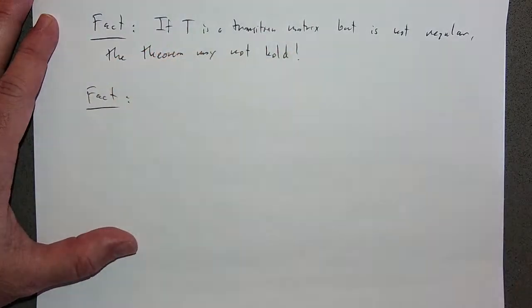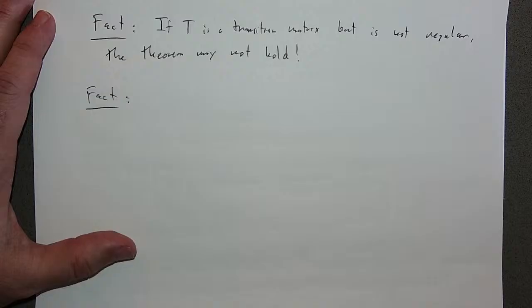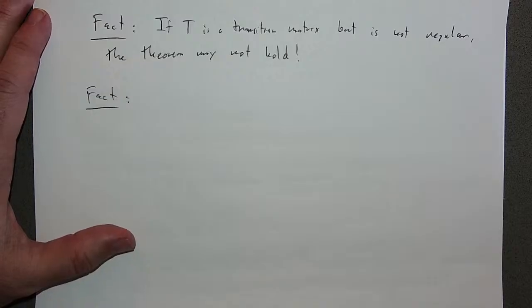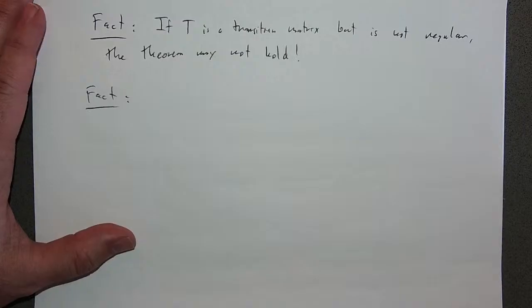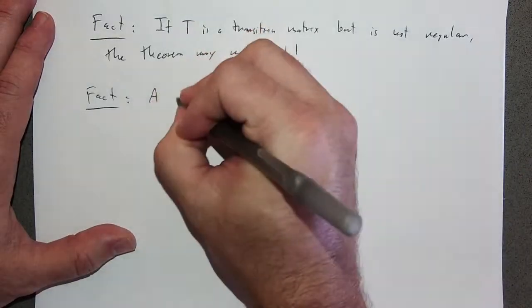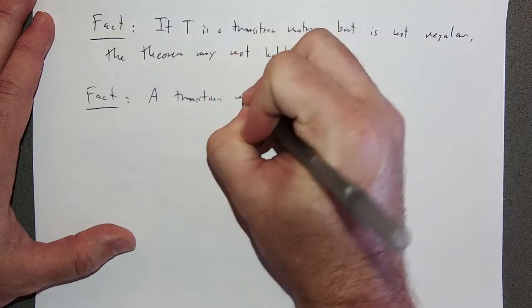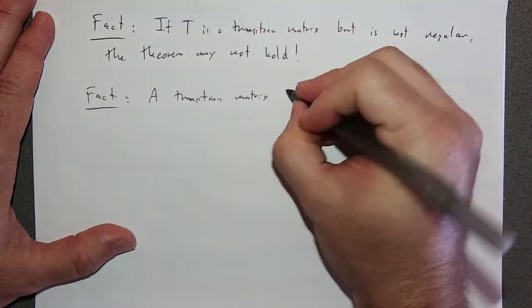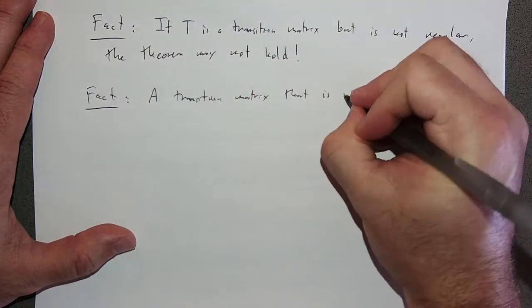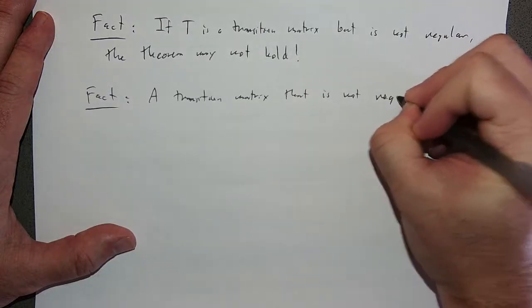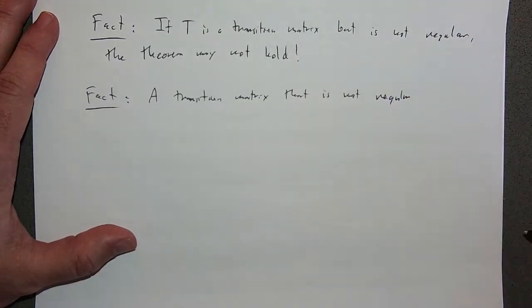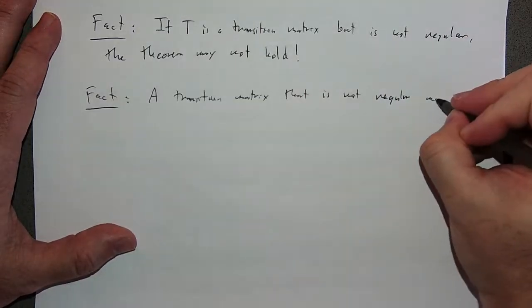Another fact is that a transition matrix that's not regular might have more than one steady state vector, and there are no guarantees about limiting behavior. So this is another way in which the theorem could be false. A transition matrix that is not regular may have more than one steady state vector.